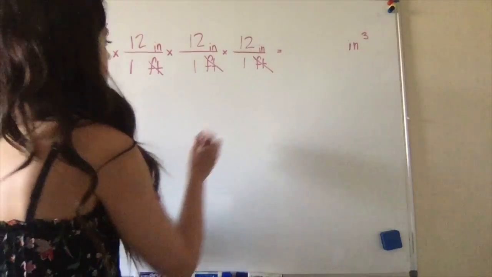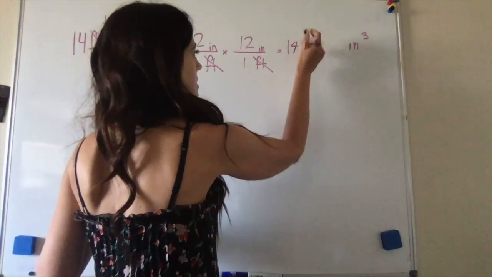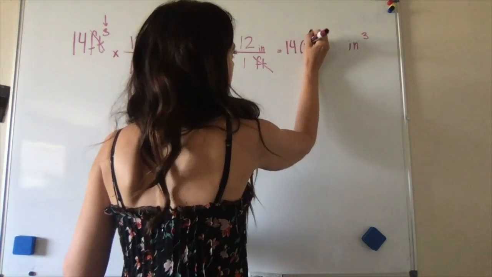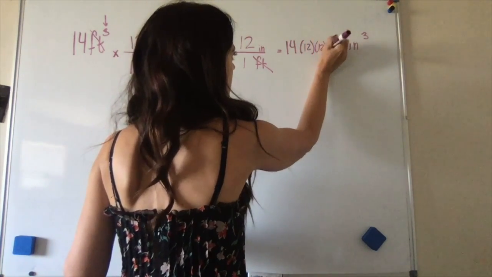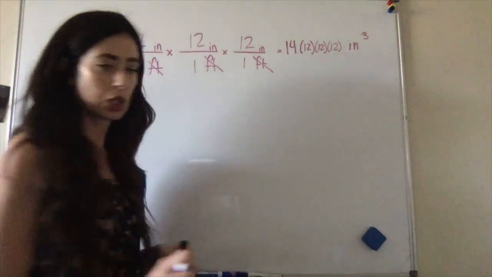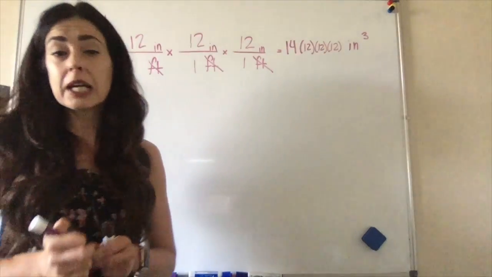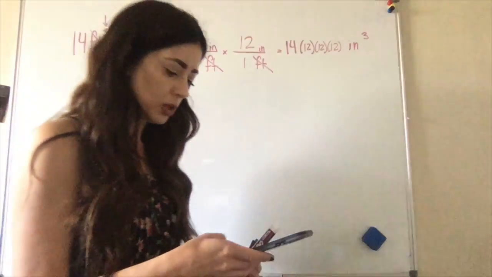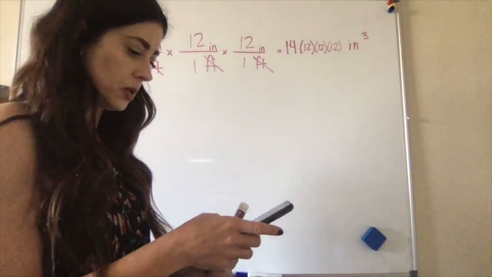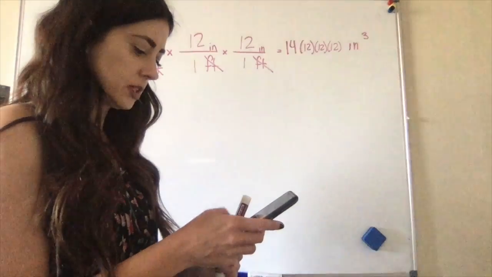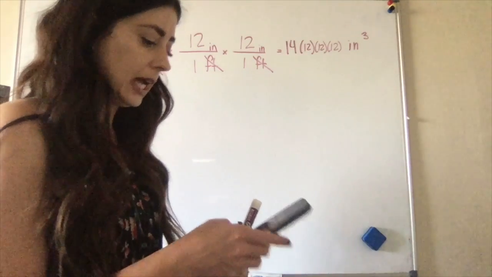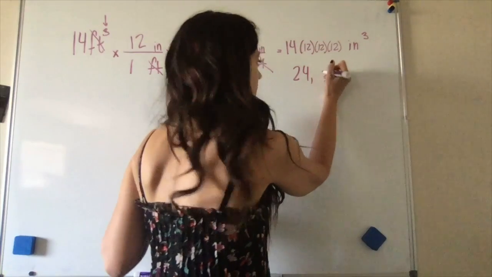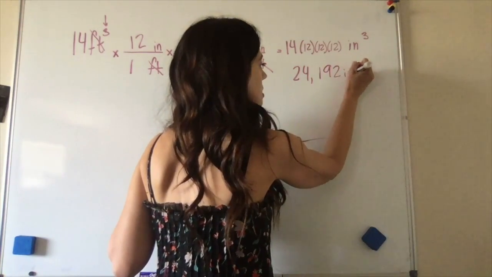Now, your book gives the answer like this: 14 times 12 times 12 times 12 inches cubed. It's just because they decided not to multiply it out completely. But if we were to do that, all we'd have to do is 14 times 12 times 12 times 12, and that would be 24,192 inches cubed.